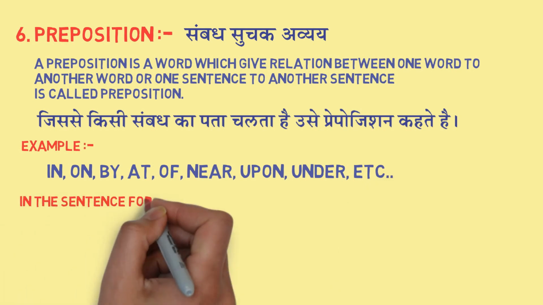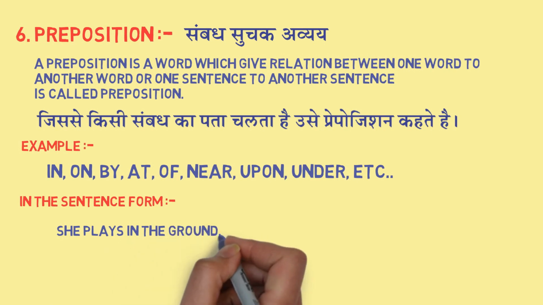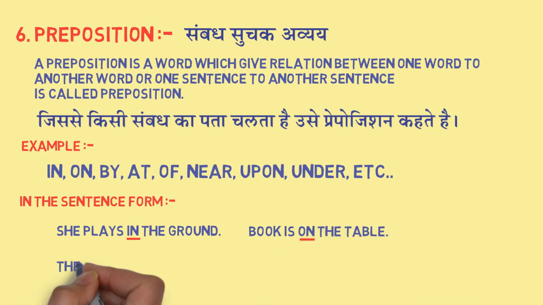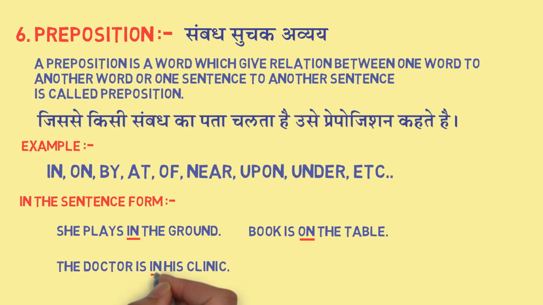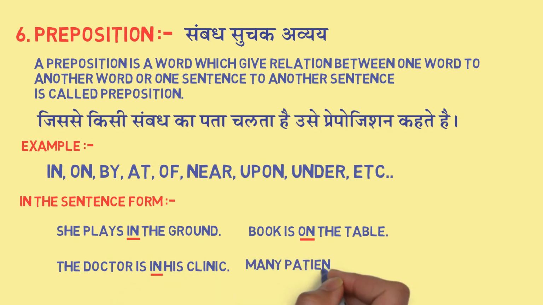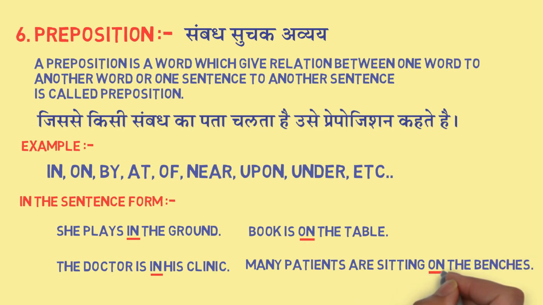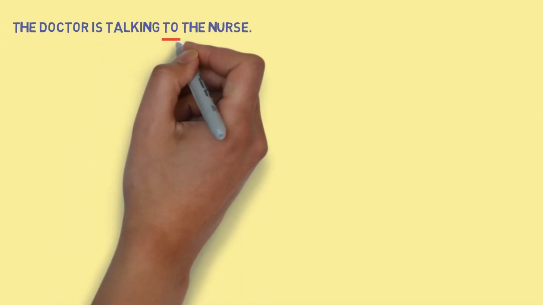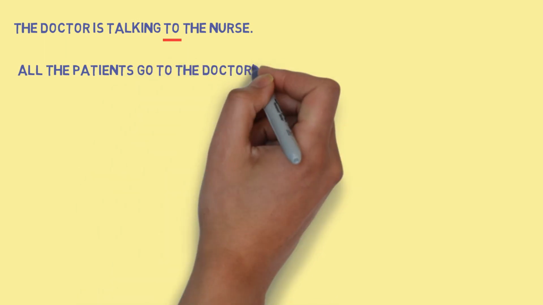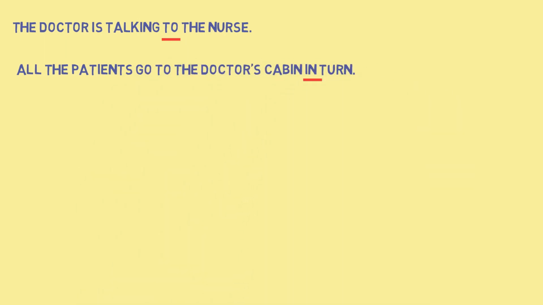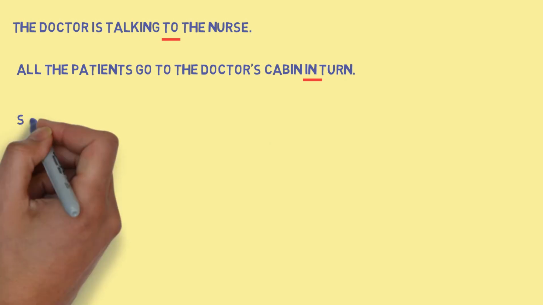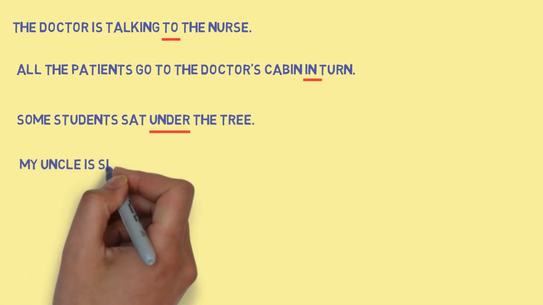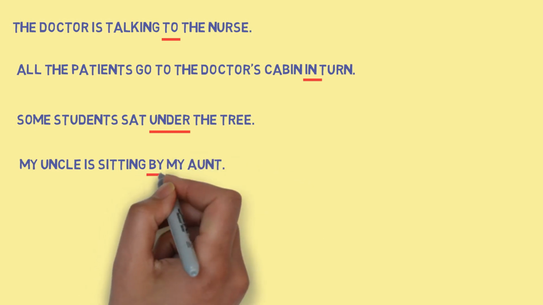In the sentence form, she plays in the ground. In is a preposition. The book is on the table. On is a preposition. The doctor is in his clinic. In is a preposition. Many patients are sitting on the benches. On is a preposition. The doctor is talking to the nurse. To is a preposition. All the patients go to the doctor's cabin in turn. In is a preposition. Some students sat under a tree. Under is a preposition. My uncle is sitting by my aunt. By is a preposition.